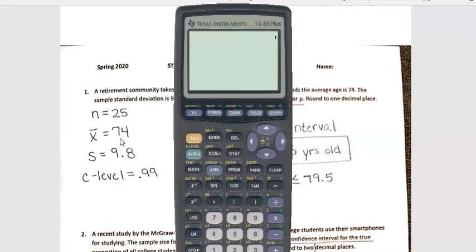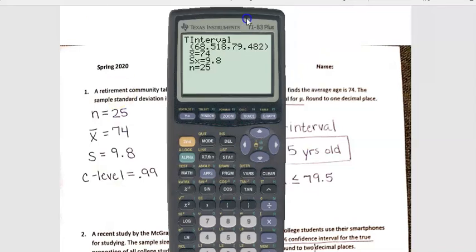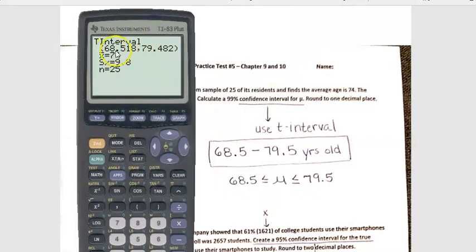And then calculate. Sometimes it takes a second to calculate the t. And then that's our interval. Okay, so this is the lower bound of the interval and that's the upper bound. So we're 99% sure that this interval contains the true mean, right? So it says round to 1 decimal place. So I said it's from 68.5 up to 79.5. So we think the true average age is between 68.5 and 79.5.